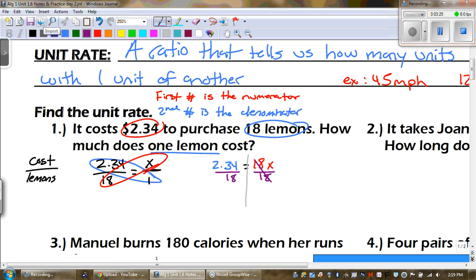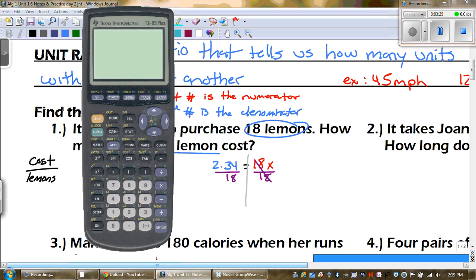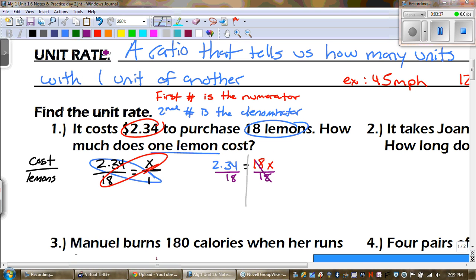After you put that into your calculator, if you need to, I can take mine out. It's 234 divided by 18, and we get 13 cents. So we get 0.13 equals x. And the way that we would write that is 0.13 per lemon. That way I know exactly how much each lemon costs. Oh, that highlighter was extremely big, but we'll use it.